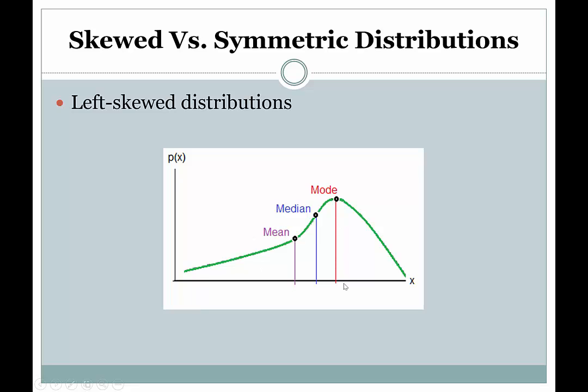And the mode is just where the highest peak of the distribution is. This mode isn't always in this location necessarily, but in a distribution like this, it typically is. The mode is where the most repeated value occurs, right? So the highest peak of these curves is where the mode is located.